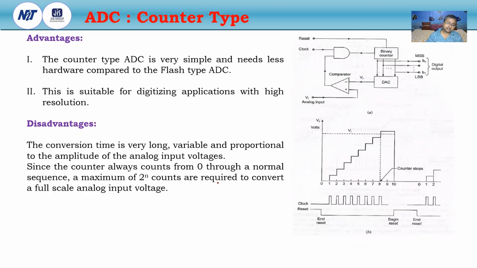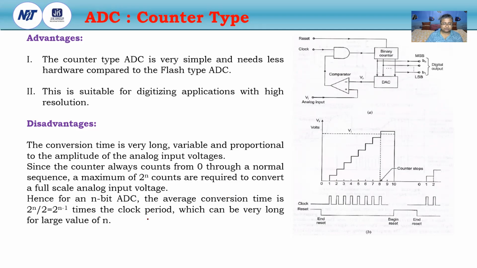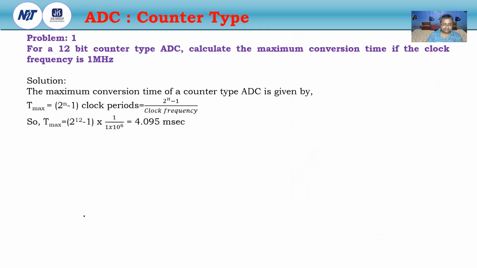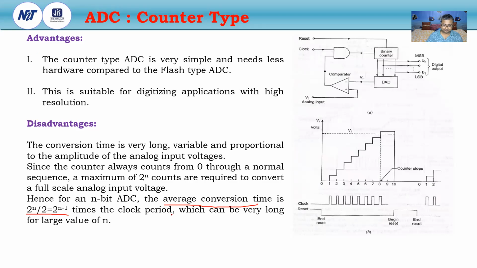Since the counter always counts from 0 in a normal sequence, a maximum of 2 to the power of n counts are required to convert a full-scale analog input voltage. Hence, for the n-bit ADC, the average conversion time is 2 to the power of n by 2. That means 2 to the power of n minus 1 times the clock period, which can be very long for a large value of n.